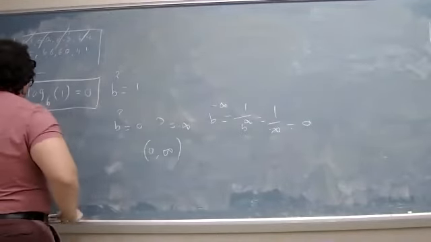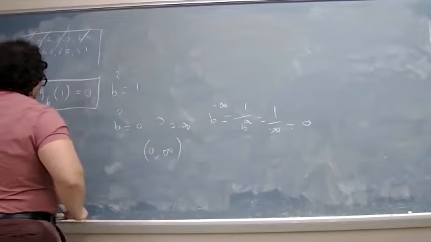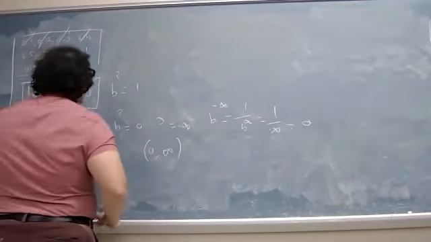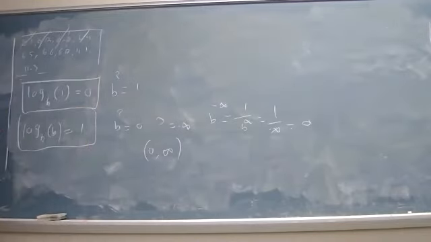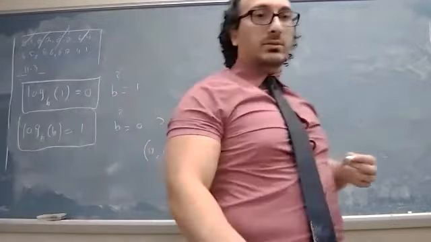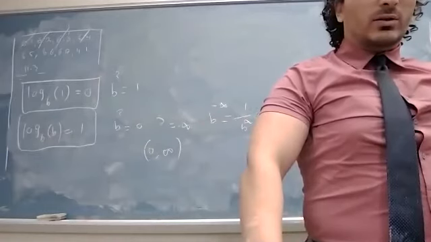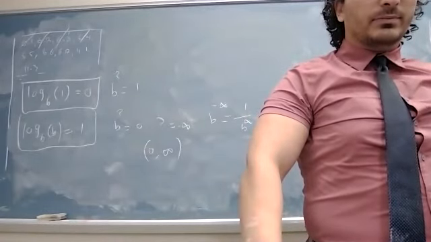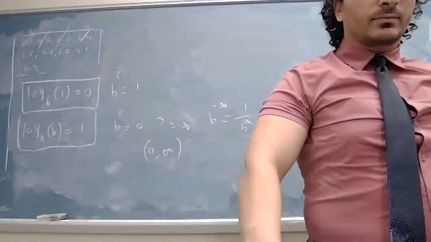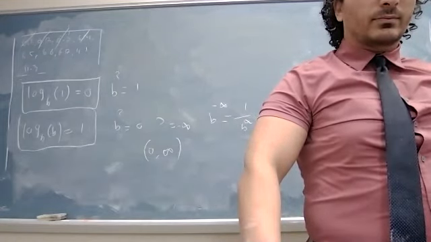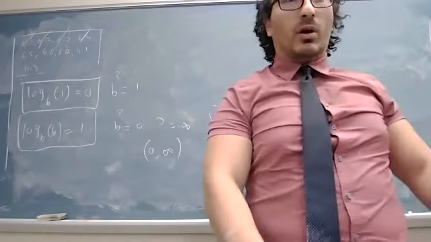The other one we want to talk about is log base b of b. That's equal to 1 because b raised to the first power is equal to b. So those are some logarithmic properties. Let's talk about some other logarithmic properties. Let's talk about the product rule.